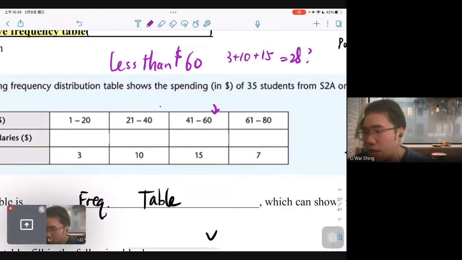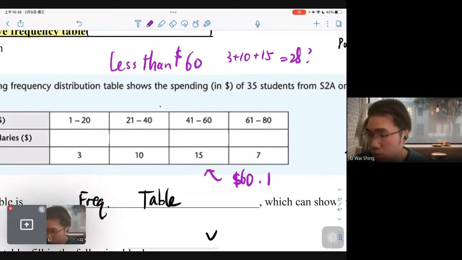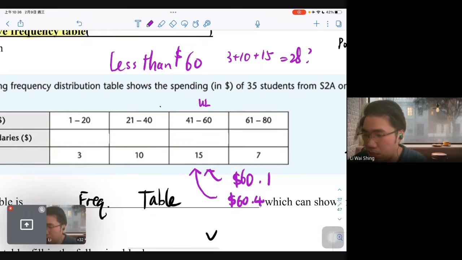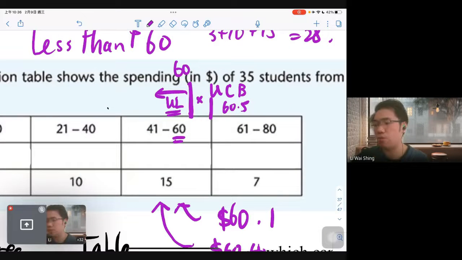Okay, if I want to enter this group, if Mr. Lee got $60.1, which group he is in? Still this group. If Mr. Lee got $60.4, which group he is in? He's still in this group. Yes, because this group, the upper limit is only 60. But the upper class boundary is 60.5. So you ask less than $60, how many of you? It's meaningless because if I got 60.1, I still in this group. If I'm 60.2, I still in this group.